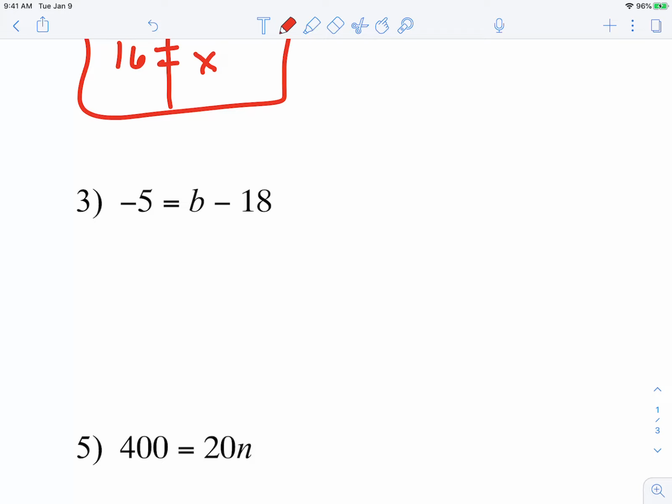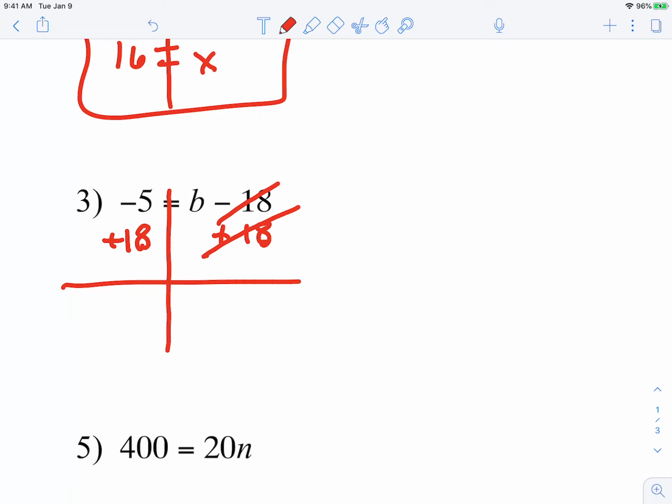Alright, with number 3 here, we're going to kind of do the same thing. Isolate this b. Doesn't have to always be x. We'll do that by adding 18. Okay, because you always got to think of canceling things out. To cancel something out, you got to do the opposite. So that leaves you with b, and then negative 5 plus 18, that should be 13.